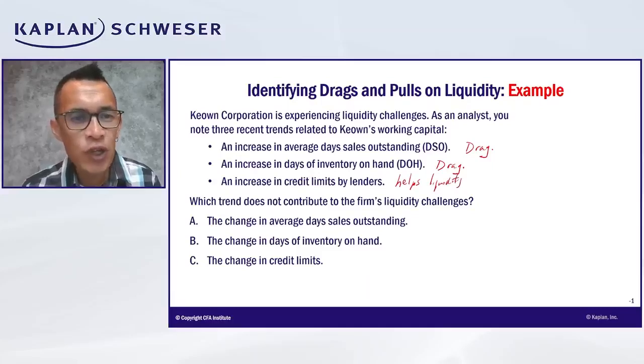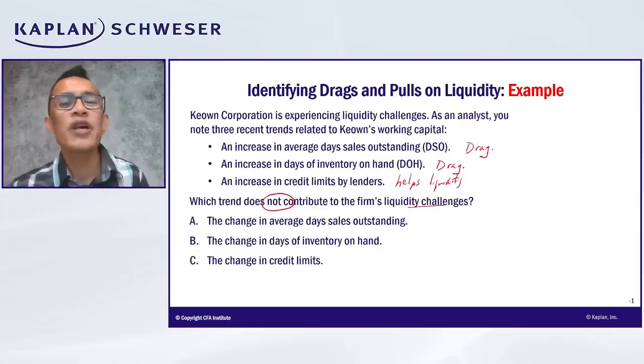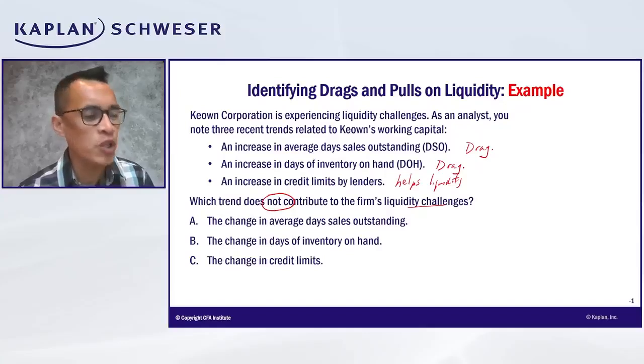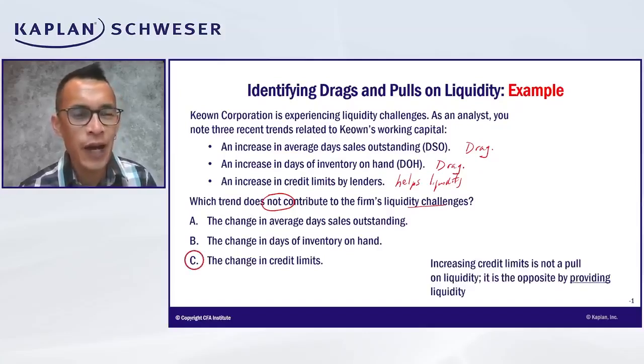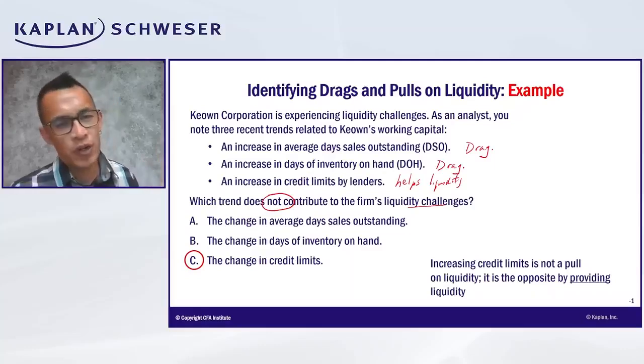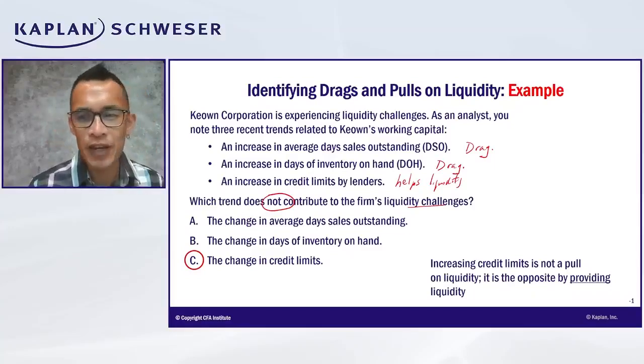So if you look, the question says, which trend does not contribute to liquidity challenge? In other words, which one of these things doesn't worsen the liquidity? Well, that should be pretty obvious now, right? It's the increase in credit limits that is helping the liquidity situation, not worsening it. So, as a result here, C is the best answer. It's not contributing to the liquidity challenge, and therefore it is the correct answer. So you just got to work with the negative here.